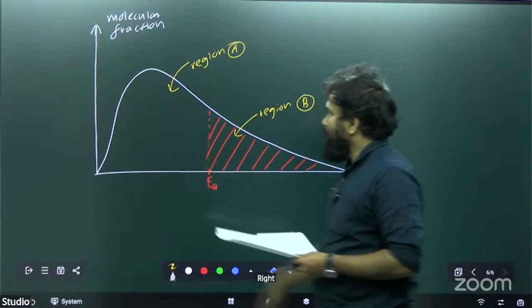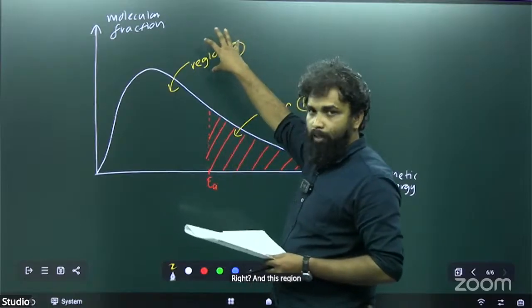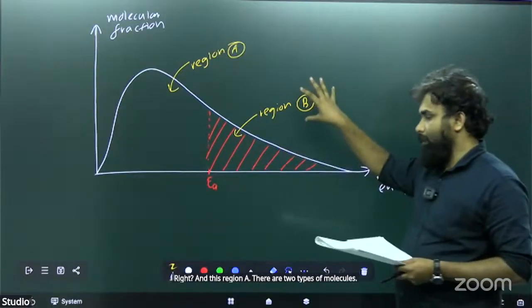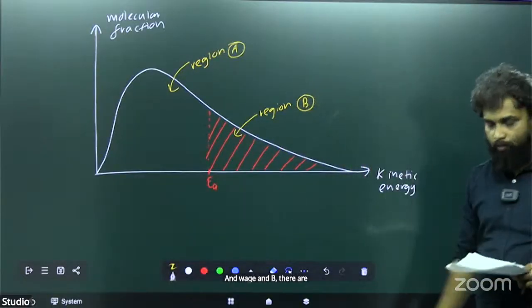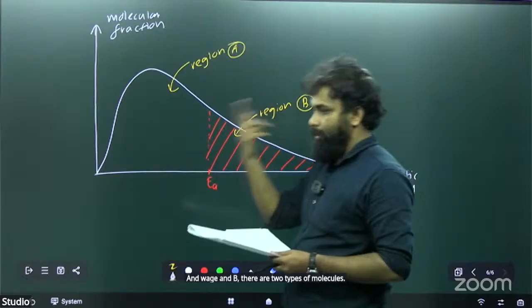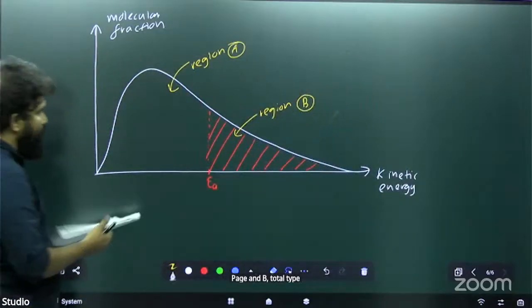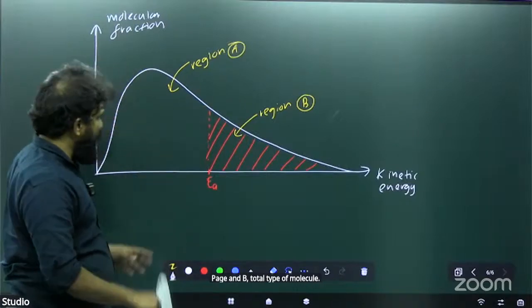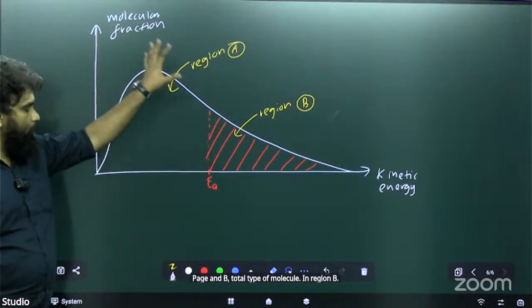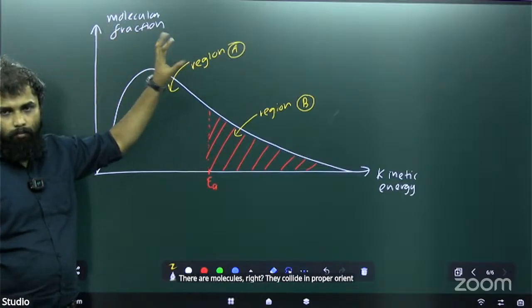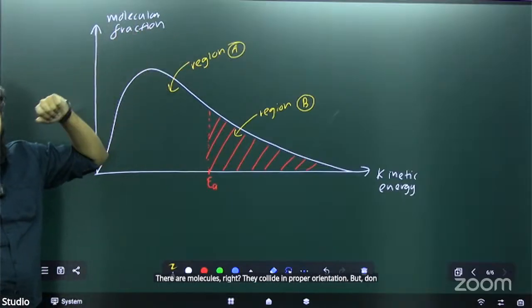Right? And in this region A there are two types of molecules. Region A has two types of molecules. What are they? They collide in proper orientation but don't have activation energy.